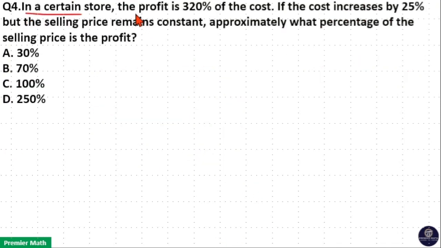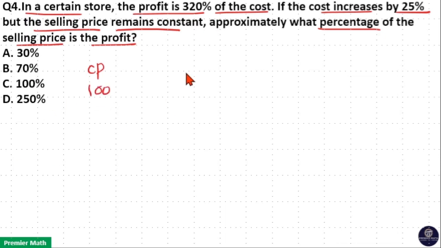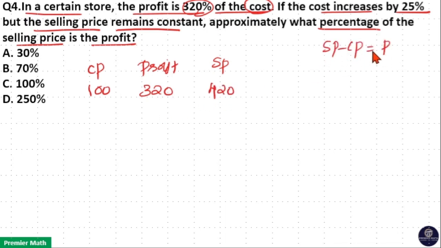In a certain store, the profit is 320% of the cost. If the cost increases by 25% but the selling price remains constant, approximately what percentage of selling price is the profit? Consider cost price as 100 rupees. Then profit is equal to 320% of the cost. 320% of 100 is equal to 320 itself. Now selling price is equal to cost price plus profit, which is equal to 420 rupees. That is SP minus CP is equal to profit.